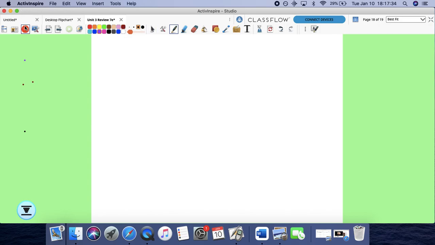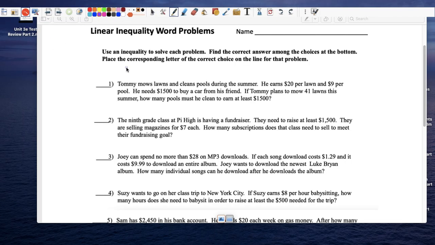All right, so we have the first question here. He's mowing lawns and cleaning pools. Each lawn is 20 bucks. Each pool he cleans is 9. He wants 1,500 to buy a car. He plans to mow 41 lawns.